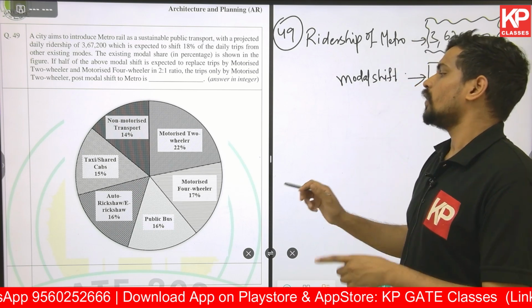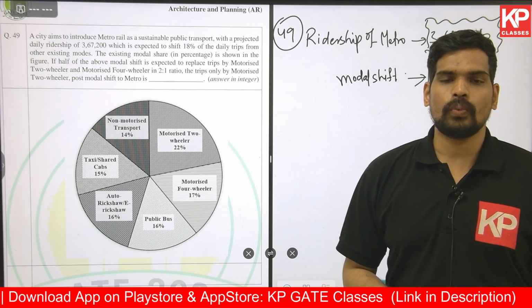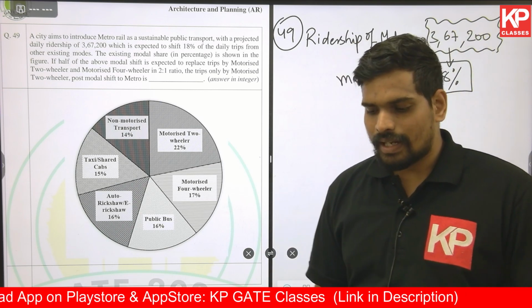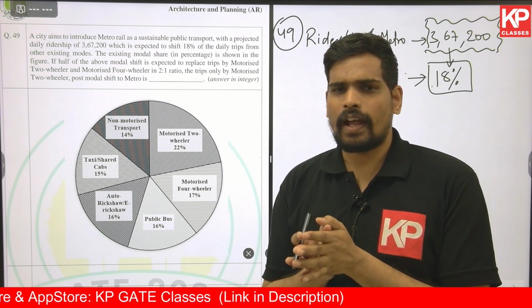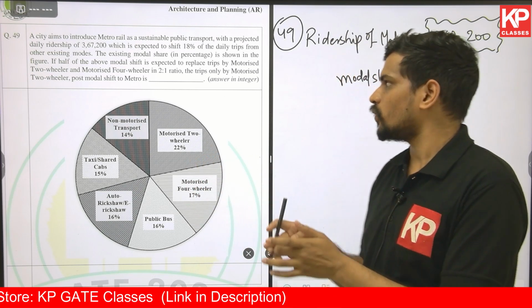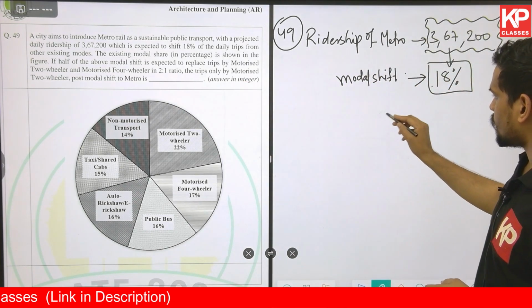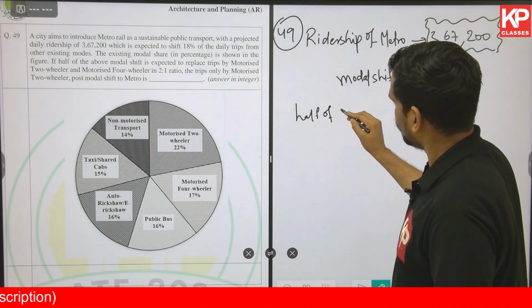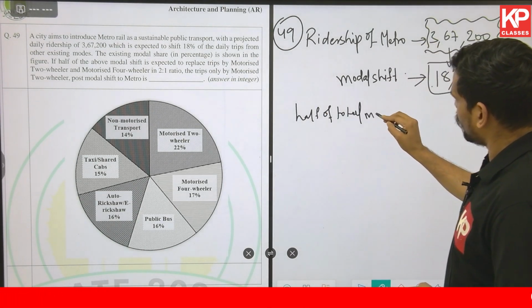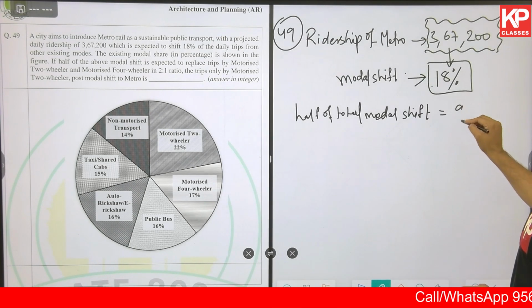So for that, you need to first find out what will be the new percentage of motorized two-wheeler ridership. The motorized two-wheeler ridership in the present situation is 22%. Obviously, that will reduce after introduction of metro. How much is it going to reduce? They are saying 50% of the total modal shift, so half of the total modal shift. How much percentage? Half of the total modal shift.